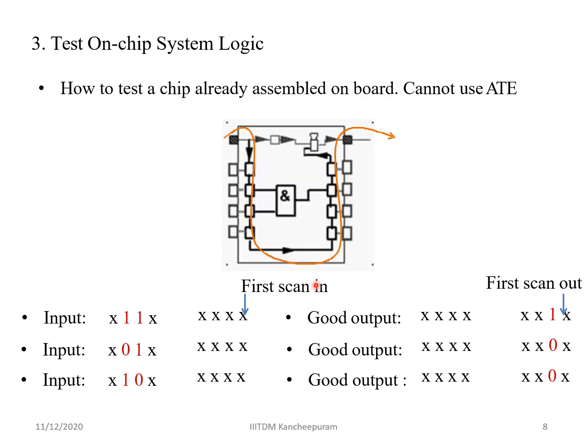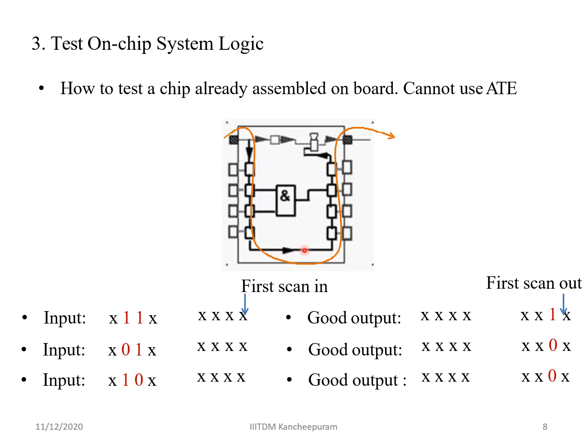Let's see what is item number 3. This is the on-chip system logic. Let's say inside your chip there is an AND gate, and all the inputs and outputs of the chip are connected to the JTAG format. Your chip has already been assembled on the board. You cannot use the ATE. ATE is for when your chip is unassembled: the package part, a wafer or a die. That's what we learned in chapter 1. Here the chip is already assembled on the board. You cannot take it back and put it on the ATE.